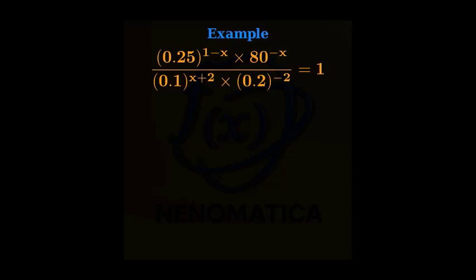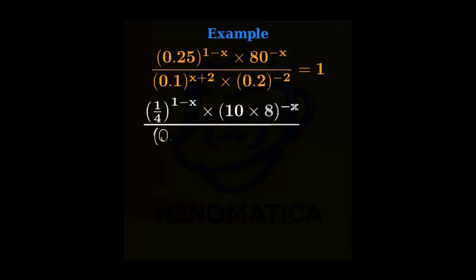Let's solve this step by step, following a structured approach where we'll rewrite this equation by converting decimals to fractions and then using the properties of exponents. First, let's rewrite our equation by converting the decimals to fractions and simplifying where possible. We'll convert 0.25 to 1/4 and 80 to 10 times 8. The numerator becomes open parenthesis 1/4 close parenthesis raised to the power of 1 minus x times open parenthesis 10 times 8 close parenthesis raised to the power of negative x.